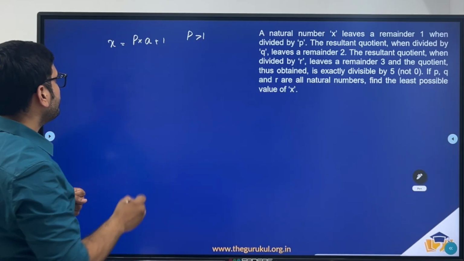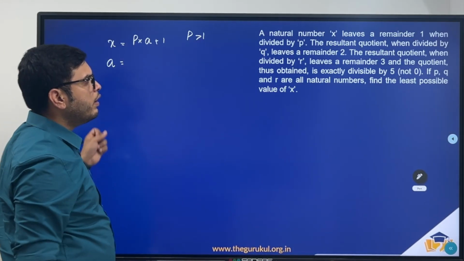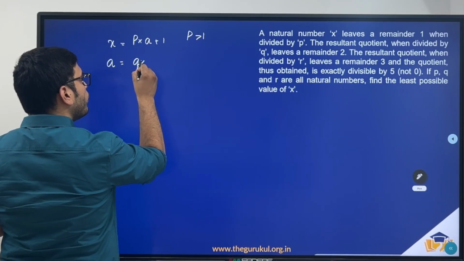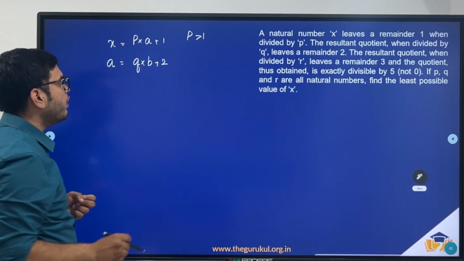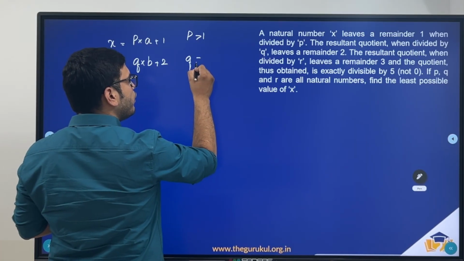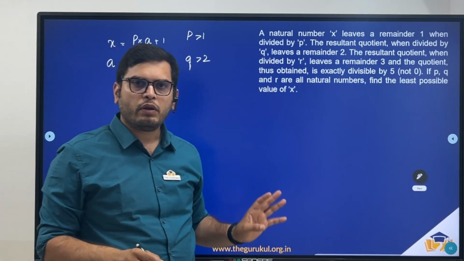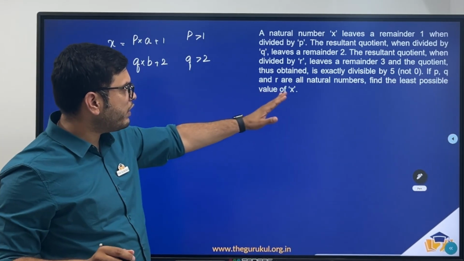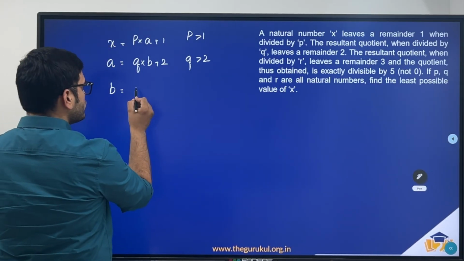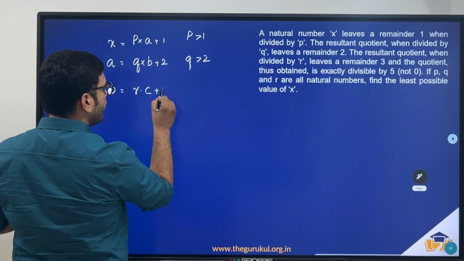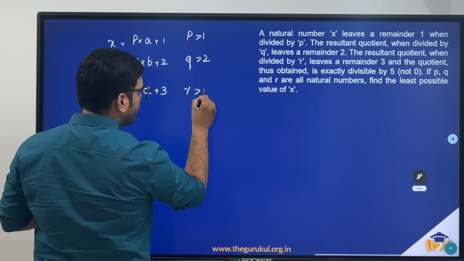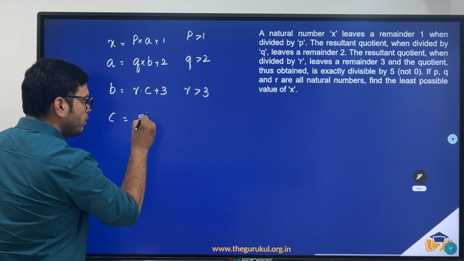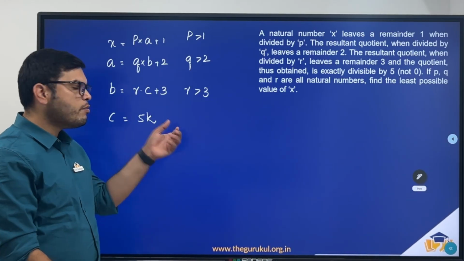Now similarly, the quotient is a, and when this is divided by q you get remainder 2. So let me write a as q into some b plus 2, and q should be greater than 2, since the divisor should always be greater than the remainder. Now here the quotient is b, and when this is divided by r it leaves a remainder 3. So r into c plus 3, and r should be greater than 3. And the quotient thus obtained, c, is divisible by 5. So c is in the form of 5k.